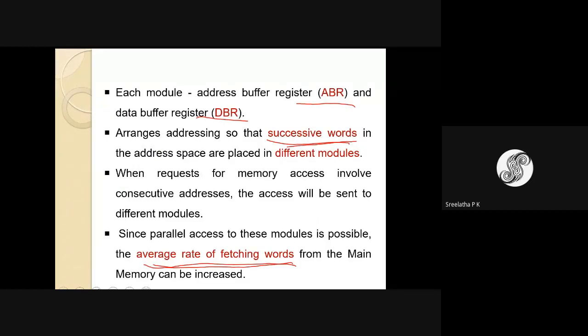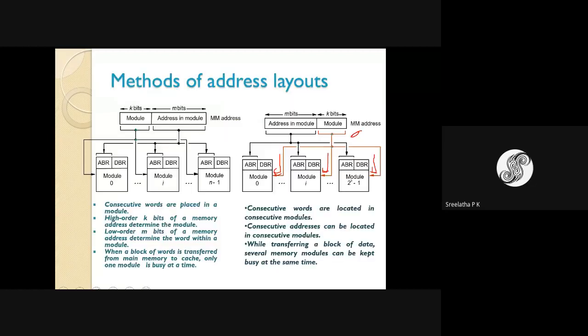So the time taken to fetch the words in main memory is reduced. The rate at which fetching of data is taking place is increased, so the time taken to fetch the data is reduced. Fine. These are 2 ways of organizing memory into modules.